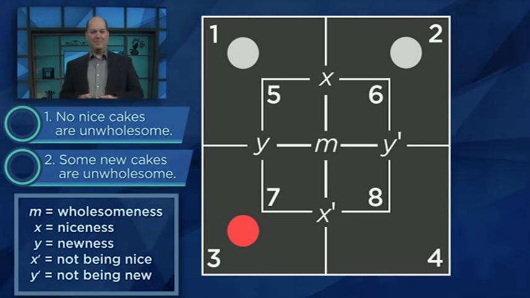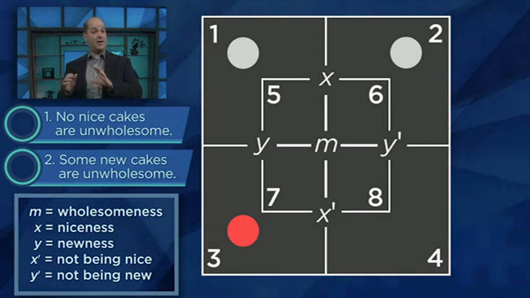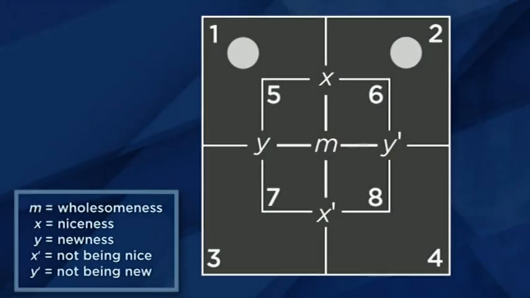So far, so good. But now what? Well, the goal was to come up with a statement that mentions only newness and niceness. The red counter in region 3 allows us to do just that. Region 3 corresponds to cakes that are new but not nice. So we can conclude that some new cakes are not nice. Problem solved.